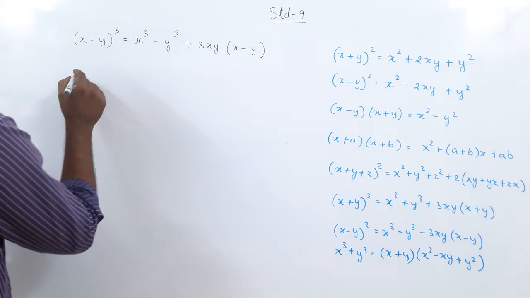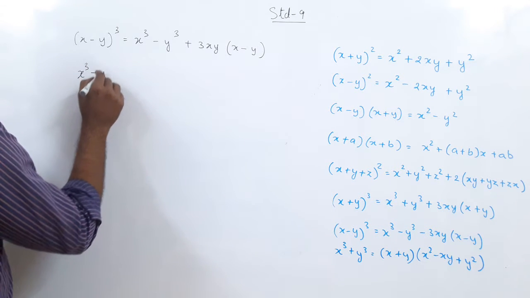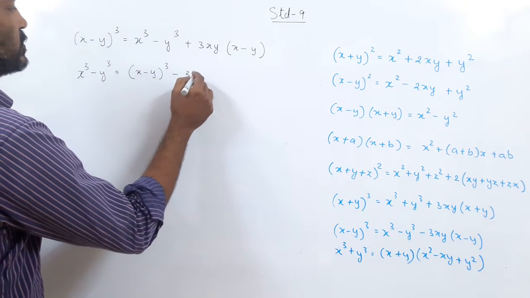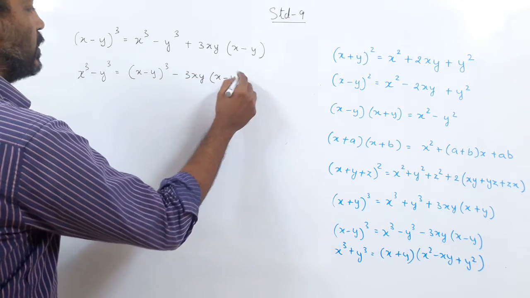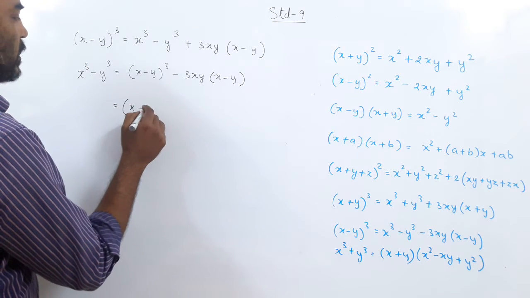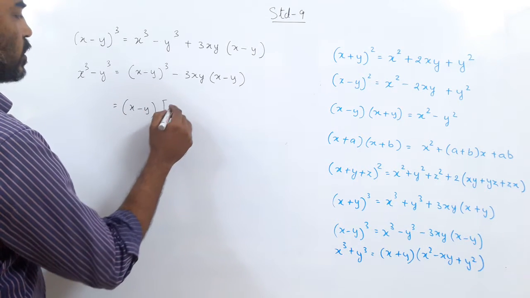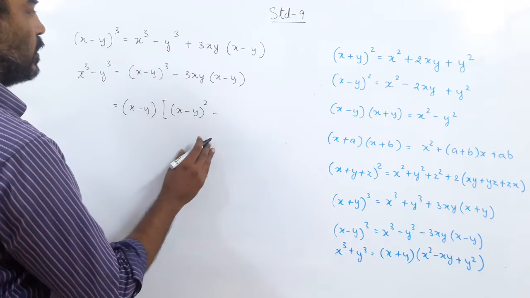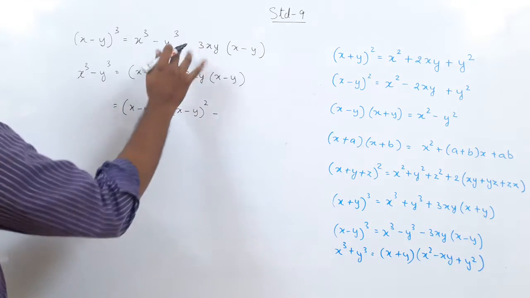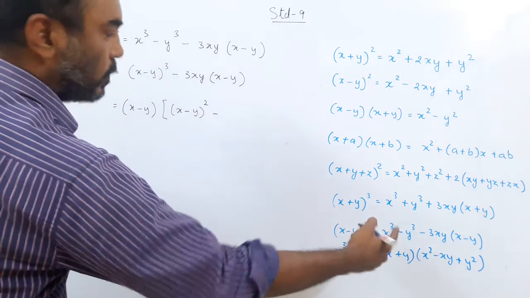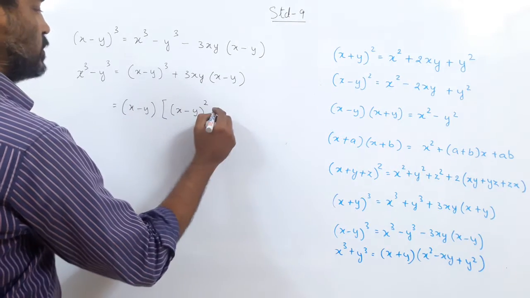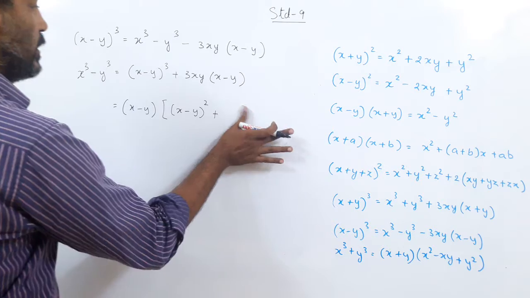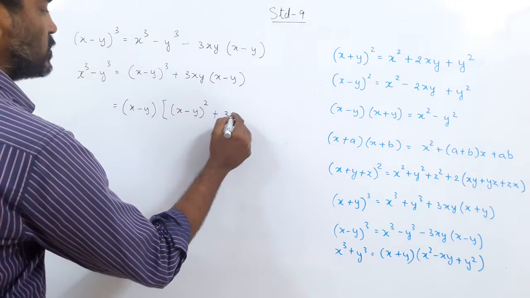Here the same way, x cube minus y cube equal to x minus y the whole cube minus 3xy into bracket x minus y. The x minus y has come out common. What remains in the bracket? X minus y the whole square. Oh sorry, this is a minus in the original formula, so this will become a plus. X minus y is taken out common, plus 3xy.